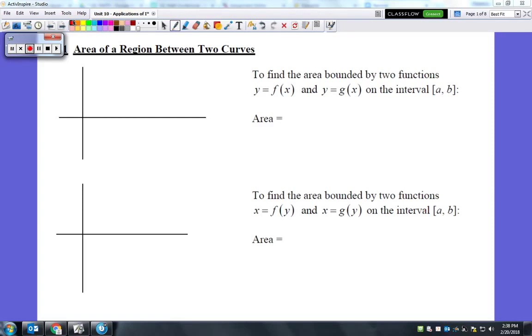So what we're looking at is the area between two curves. Okay. Notice this does not say function. It does not say function because sometimes you can have a curve that does not pass the vertical line test, and you can still take the area between two curves. So it says, find the area bounded.